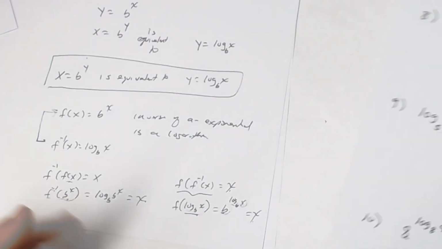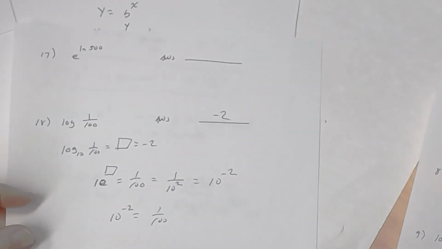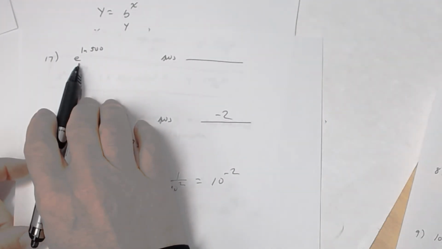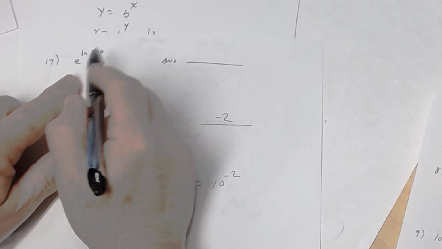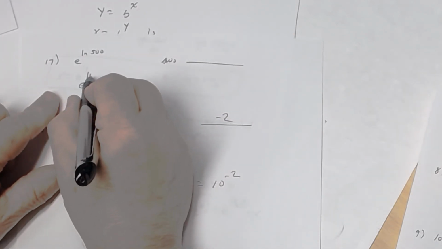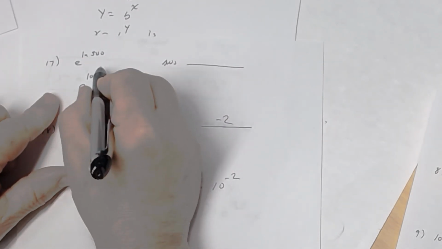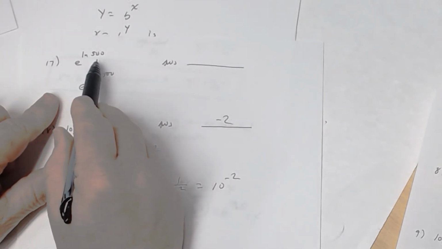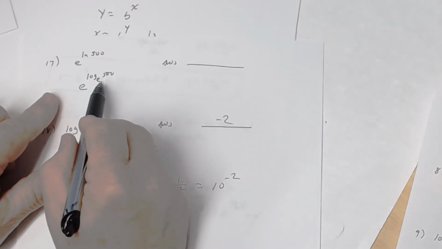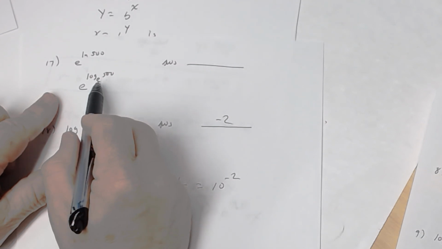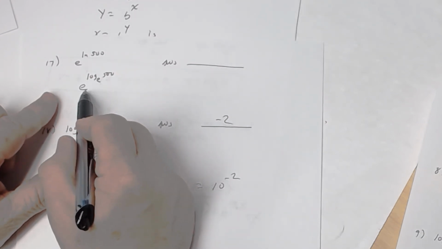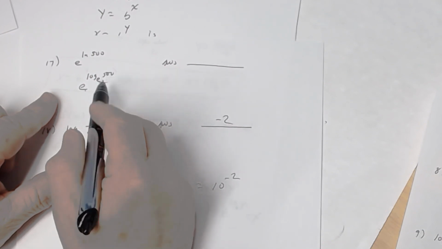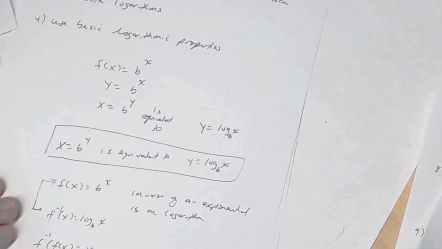All right, let's go to this one. So the other one was this right here. Don't let this confuse you. Remember, think of ln as log with base e. So ln 500 means log of 500 base e. So now we can use the inverse idea. The base is e, the base is e. The answer is what? 500. Right. And then I think there was one more.